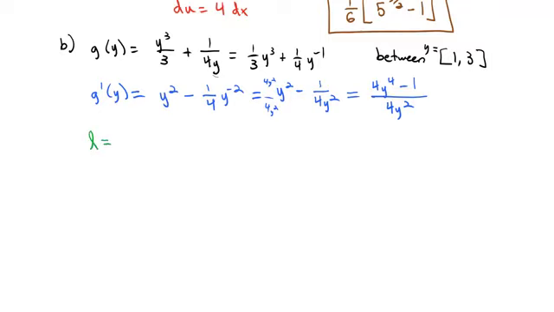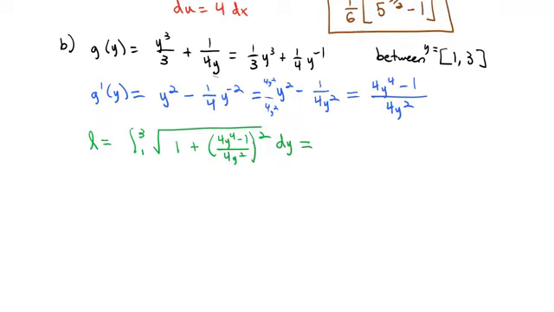Now let's go to our arc length formula. We're doing it with y's. That's OK. We're going to integrate with respect to y. We're going to integrate from 1 to 3 of the square root of 1 plus the 4y to the 4th minus 1 over 4y squared, squared, dy.